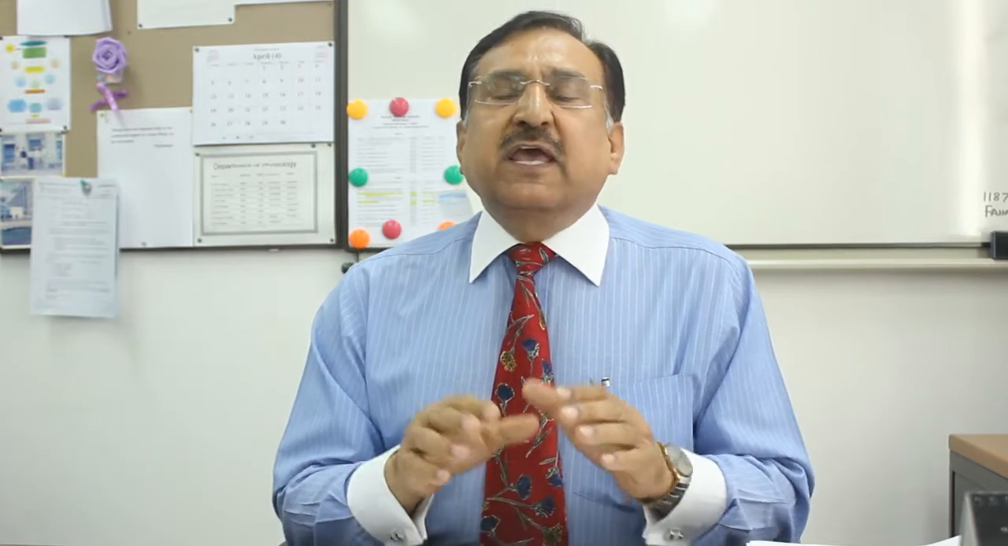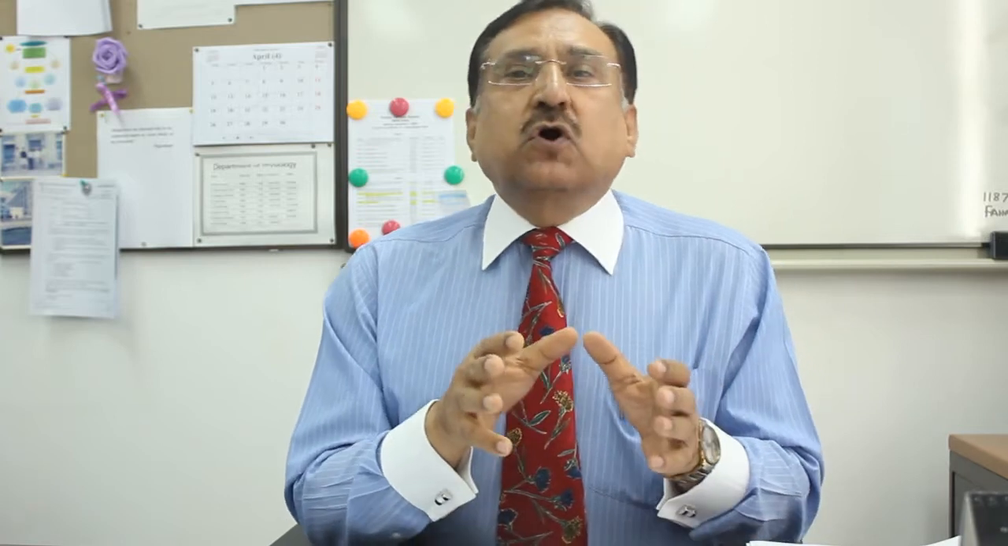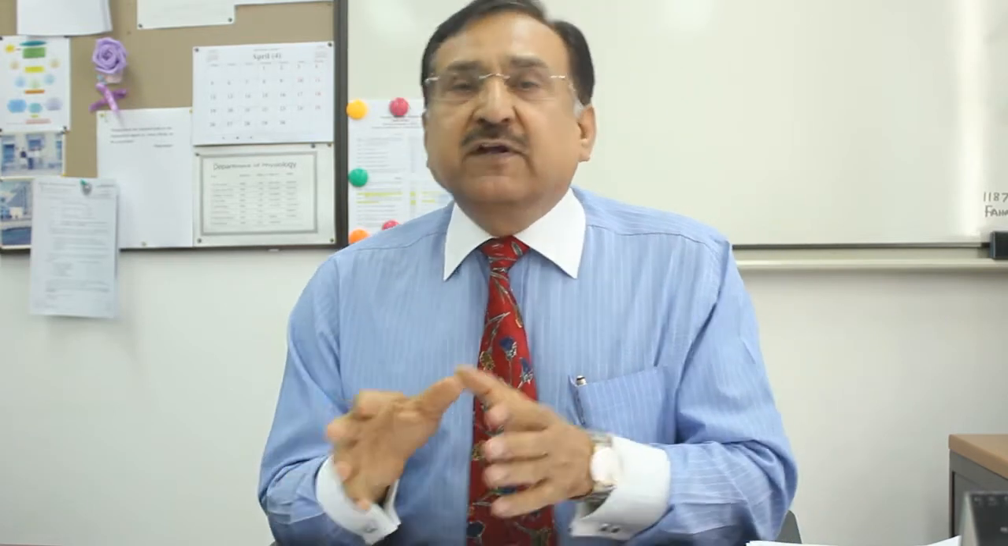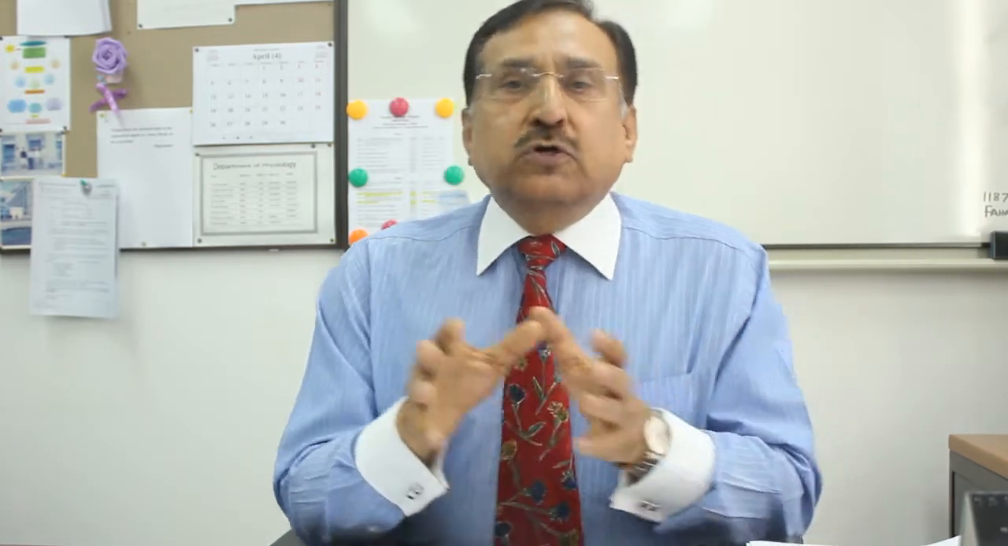In case the cone has a defective photopigment, it is called anomalous. That means if the cone has a defective red photopigment, it is called protanomalous. If it has a defective green cone, it is called deuteranomalous. If it has a defective blue cone, it is called tritanomalous.